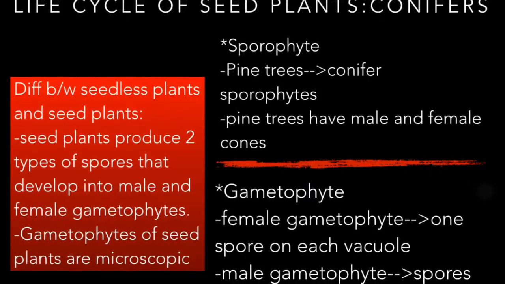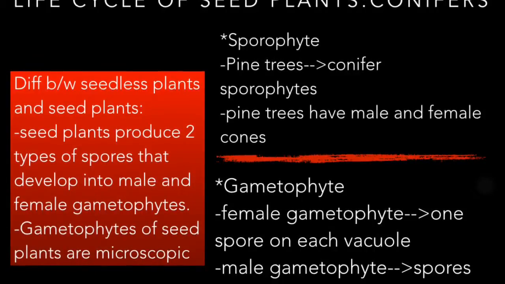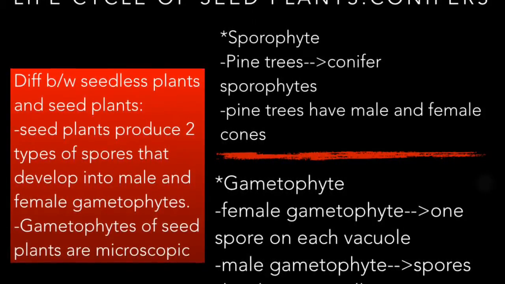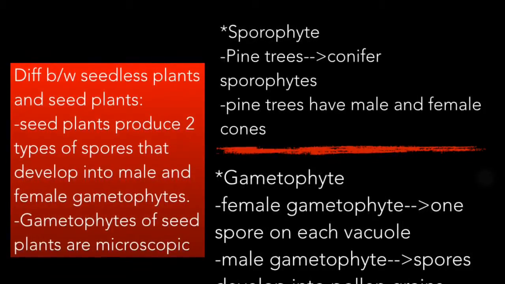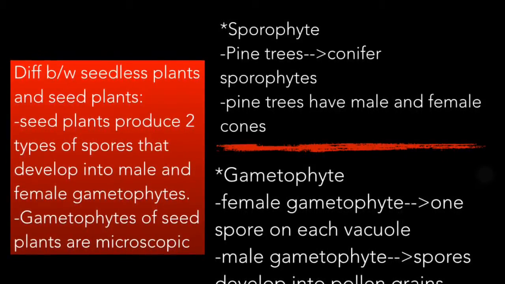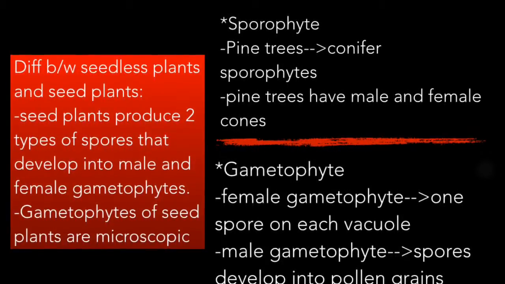Sporophytes. Pine trees are conifer sporophytes. A pine tree has male and female cones. The female cones are often bigger and more scaly than male cones. Each scale of a female cone has two ovules. These produce spores. Male spores are produced in male cones.